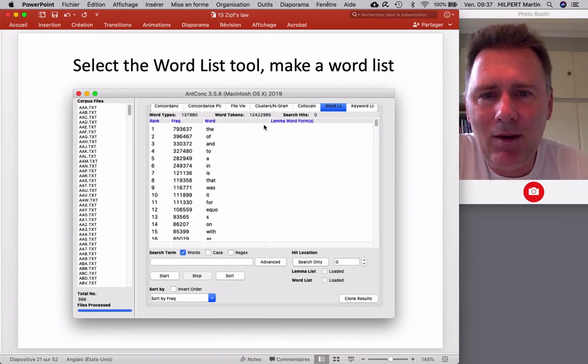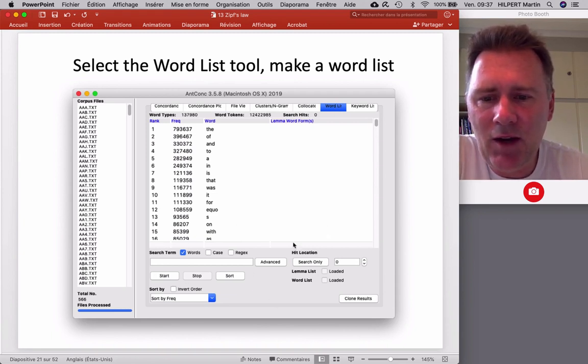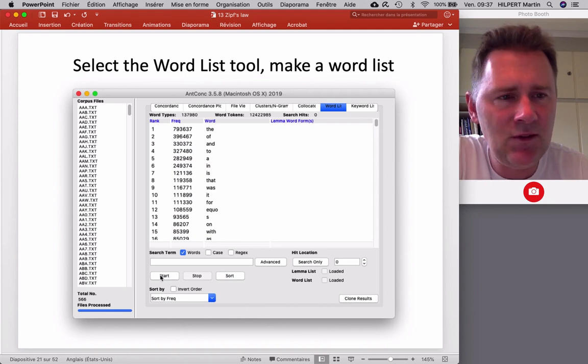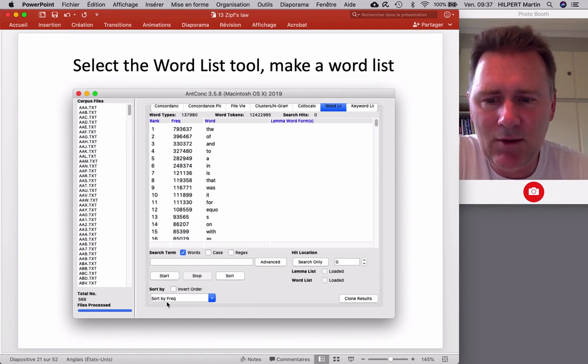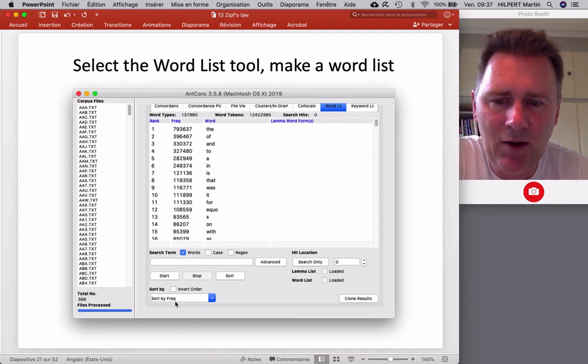Right, so now, once you've done that, go to the wordlist tool in AntConc. And you don't need to change any of the search settings here. You can just click on start. Make sure that the sort by bar is set to sort by frequency.